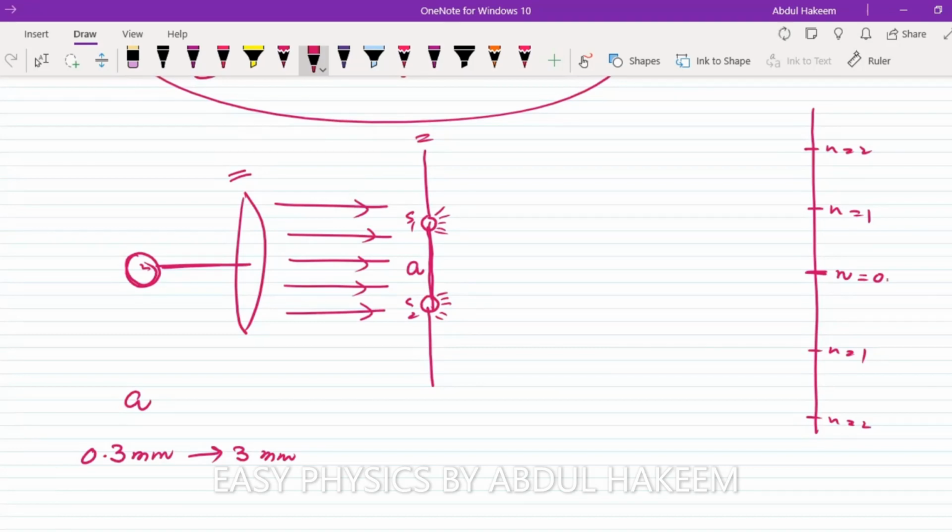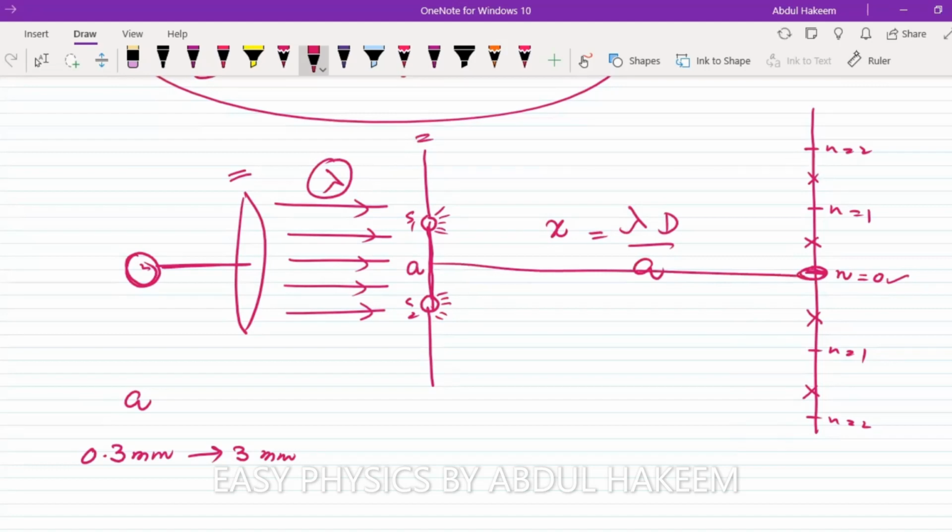So here the path difference is 0. So this is the brightest spot and the intensity gradually decreases. Our fringes are equally spaced. The distance between two consecutive dark or two consecutive bright fringes is the same. It is represented by X. So X is equal to lambda D divided by A. Lambda is the wavelength of the incident light, A is the slit separation, and D is the distance between screen and this double slit.